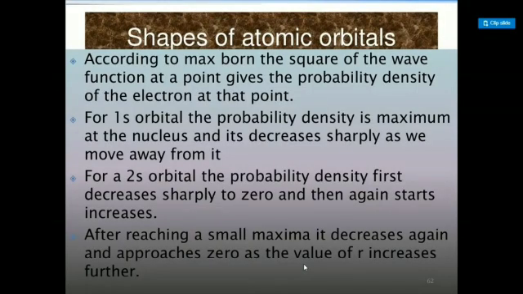Good morning, students. In the second chapter of class 11th, atomic structure, the last topic is shapes of atomic orbitals.